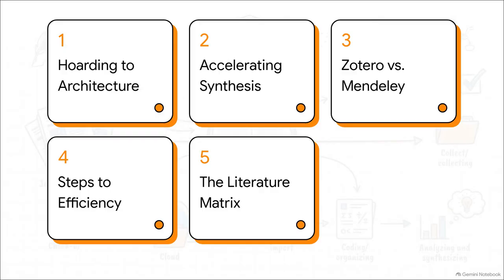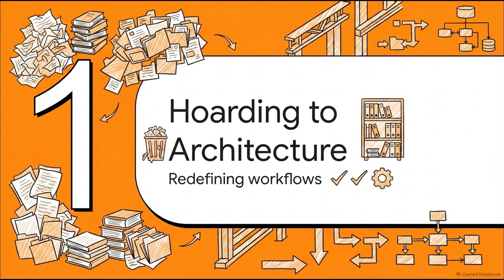Okay, let's dive into this roadmap. We'll be going from hoarding to architecture, accelerating synthesis and citations, comparing Zotero versus Mendeley, running through 4 steps to efficiency, and wrapping up with the literature matrix. Section 1. From hoarding to architecture.